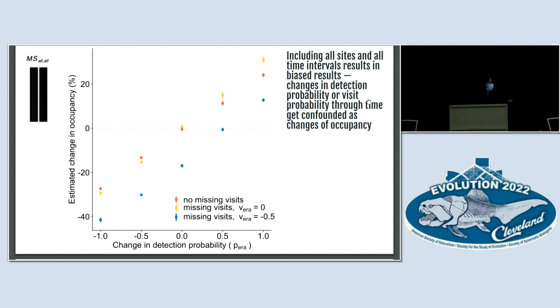And what we find is that only when these two, detection probability and visit probability, are at 0, so they don't change, we're able to estimate changes in occupancy. But the moment that any of these changes, we assume that changes in detection are actually changes in occupancy. And we know that with this occurrence data, I showed you the graph through time, the number of records and potentially the number of visits has been changing through time, right? And so if we do this naive approach with occurrence data, we may be getting into a lot of trouble.